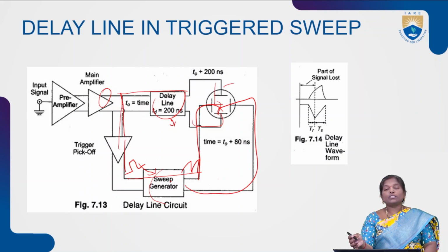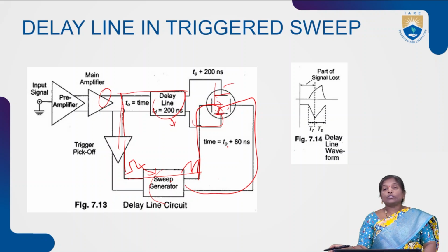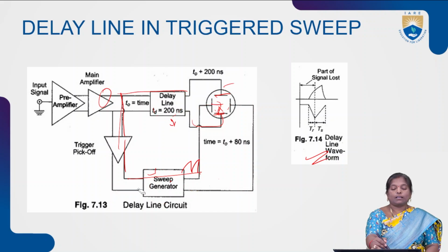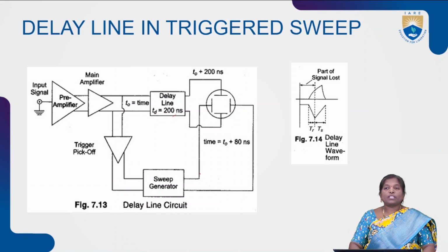Then, according to the input signal, the horizontal amplifier will amplify the signal, and finally, both the horizontal amplifier and the vertical amplifier will give the input to the horizontal deflection plates and vertical deflection plates at a time, so that without any mismatch, it produces the output in the output section. That is why we are using delay lines in the CRO vertical amplifier section. This is about delay line in triggered sweep circuits. These are the main blocks present in cathode ray oscilloscopes.